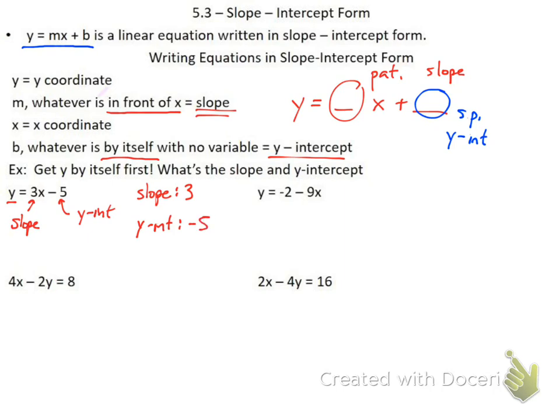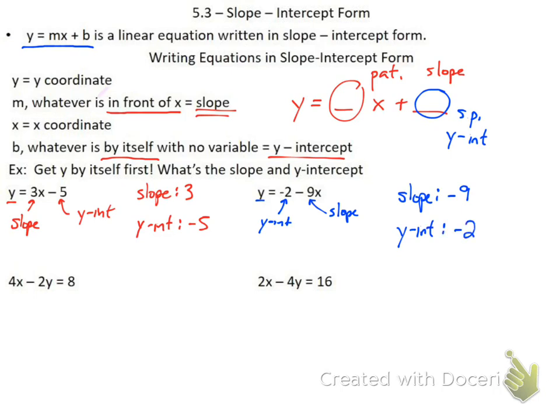Same thing with the second one. Y is already by itself. So again, just be careful here. That's going to be my slope, and the number by itself is going to be my y-intercept. So my slope in this case, be careful of the sign, is -9. My y-intercept is -2.